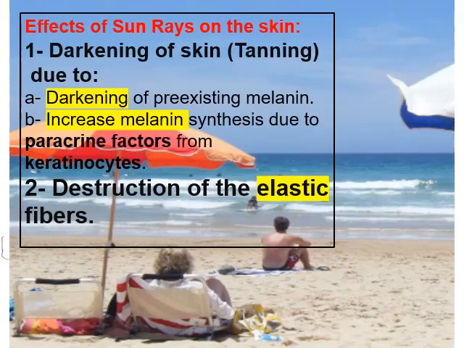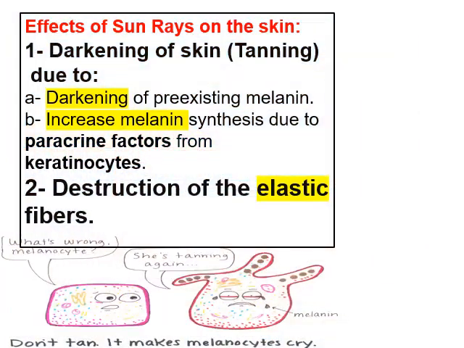How does it happen? Darkening of the pre-existing melanin. The pre-existing melanin becomes more dark, and in addition to that, there is an increase in the synthesis of melanin due to paracrine factors. In addition, a lot of exposure to sun rays leads to destruction of the elastic fibers. So please all avoid exposure to the sun rays for a long time, unless you are putting on sun protector or sunblock.